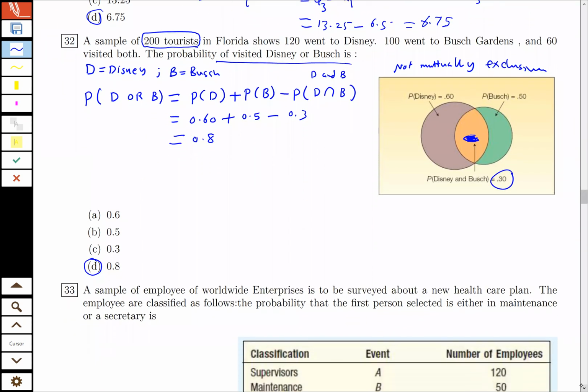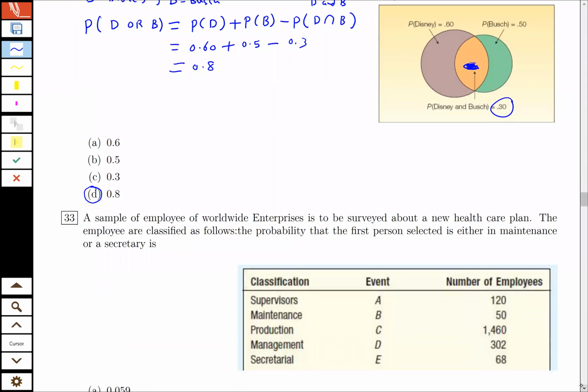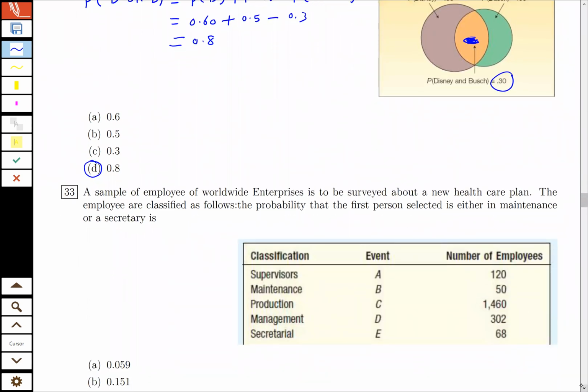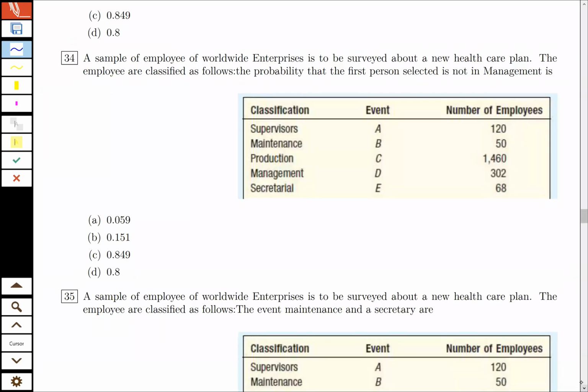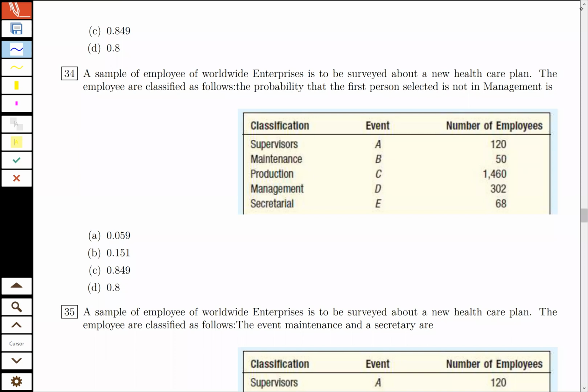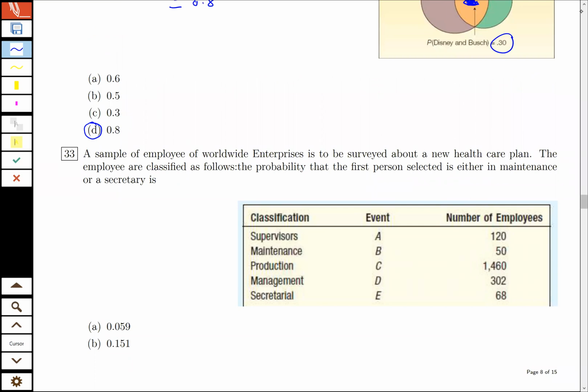Here is another example, another question about probability. Here it says a sample of employees of a worldwide enterprise is surveyed about a new health care plan. We get this table of data.